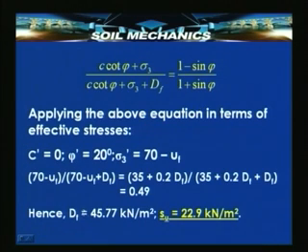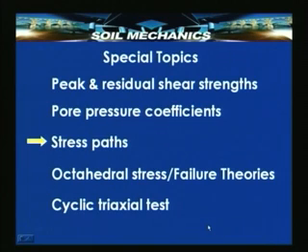Now, from this we find that Df is 45.77 kilonewton per meter square, and the undrained shear strength, which we were interested in, is 22.9 kilonewton per meter square. So, this illustrated the use of the pore pressure parameter in determining the final pore pressure and hence the strength of the soil. Now, we pass on to another important topic known as stress paths.